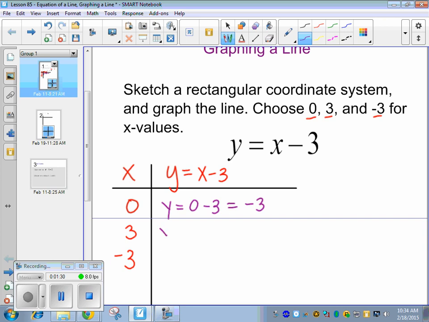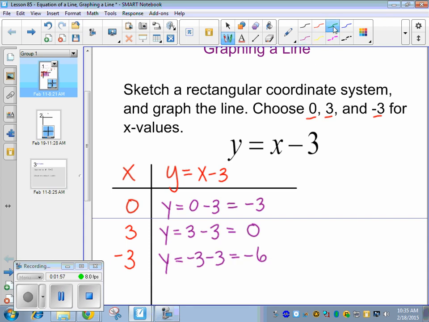And then we have y equals, now we're going to plug 3 in for x. So 3 goes in for x, and then we have -3. So what's 3 minus 3? 0. And then I have y equals, and we're going to plug -3 in, -3. What's -3 minus 3? -6. Makes a bigger negative.